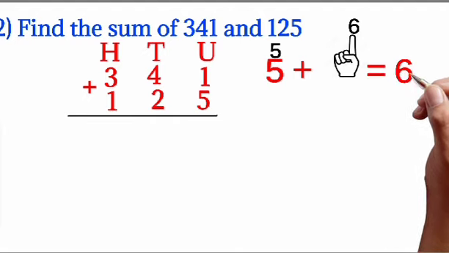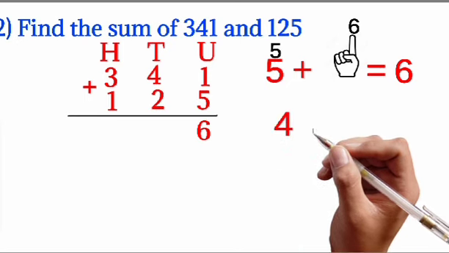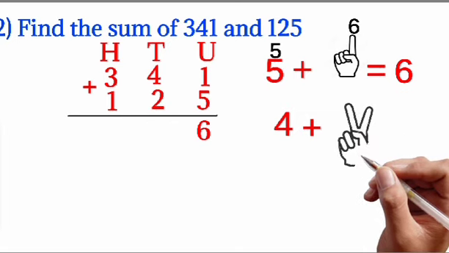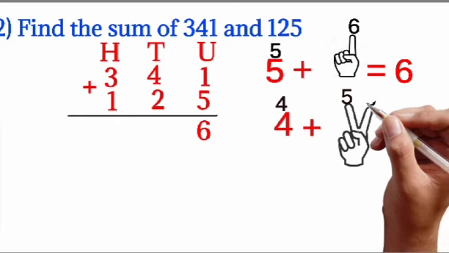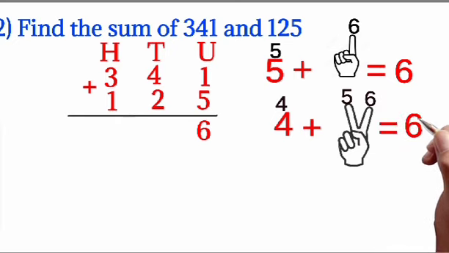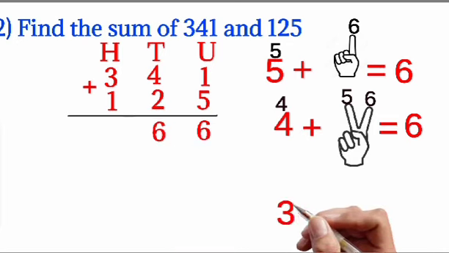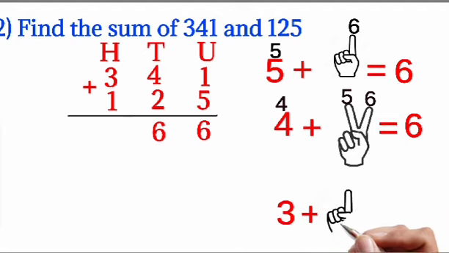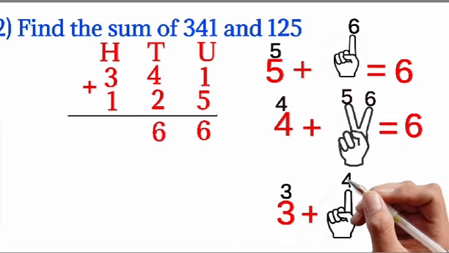The next is 4 in my head, 2 on my finger. You can see 2 fingers. 4, 5, 6. So my answer is also 6, and I'll write that under my tens. Then the next one is 3 in my head, 1 on my finger. That's your one finger. So you count forward 3, 4, which is 4.